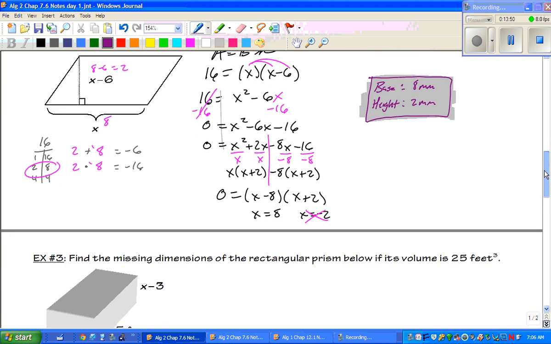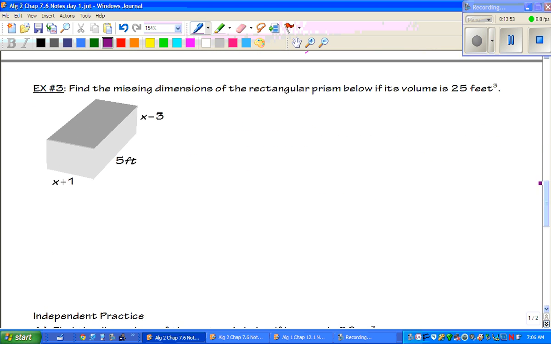All right, go ahead and flip it over. Find the missing dimensions of the rectangular prism below if its volume is 25 feet cubed. So the nice thing about this is that we already know the volume, okay? So to find the missing dimensions, again, that's what we're doing, the rectangular prism. And right there, the volume is 25 feet cubed. And we talked about volume equals length times width times height.